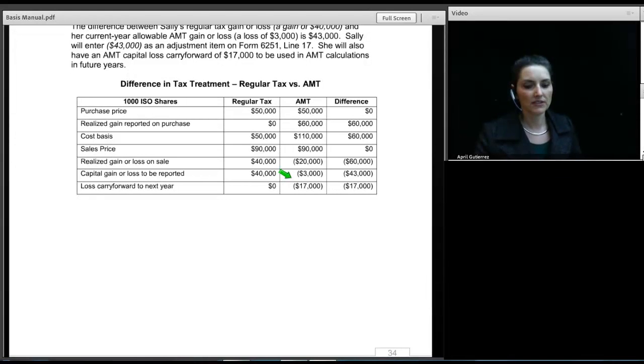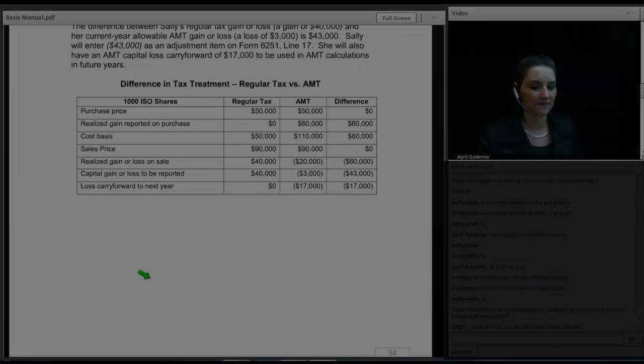So the difference between the profit on the regular tax and the profit under the alternative minimum tax is a $43,000 difference, and she has this $17,000 loss carry forward to next year. So that's a fairly complicated equation to have to think your way through. We talk about it a lot more in my class called Understanding the Alternative Minimum Tax, where we actually go through and have you manually figure some rather than just have me explain it.